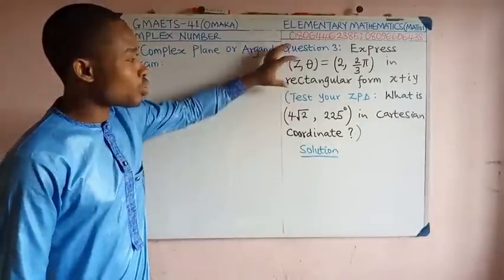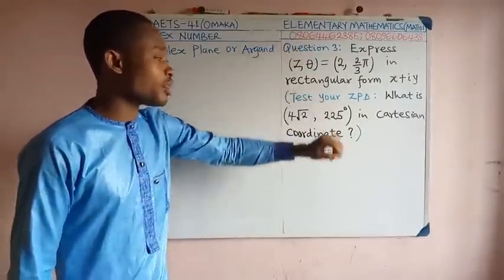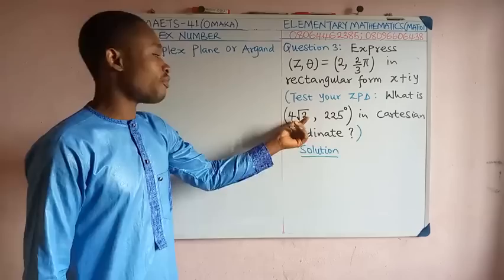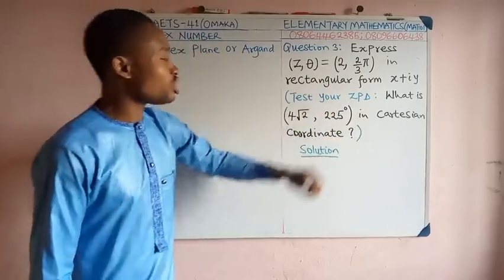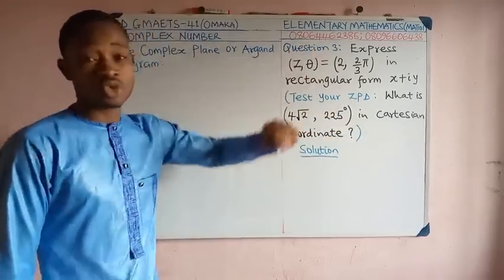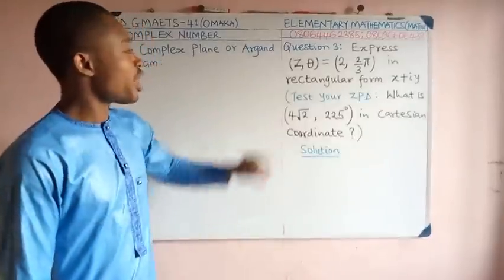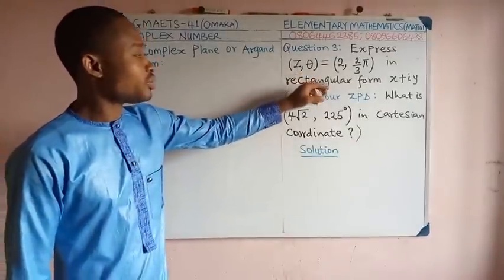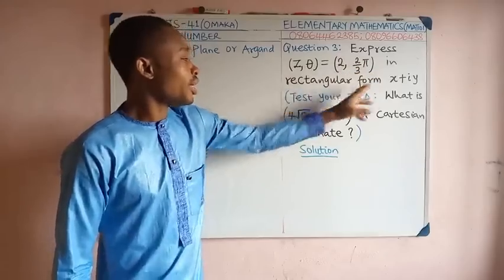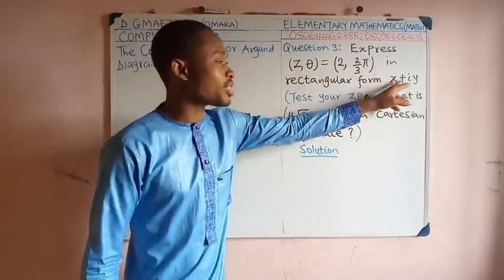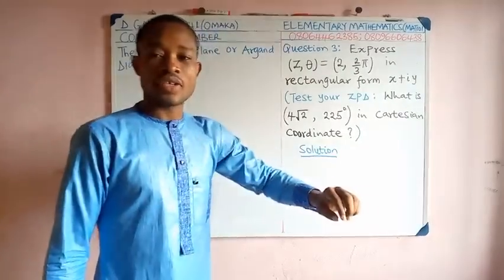I'm going to solve this third question, after which you test your ZPD by expressing 4 root 2, 225 degrees in Cartesian coordinate. But let's look at the one we have to do together. Express z, theta equal to 2, 2 over 3 pi in rectangular form, x plus iy. So you see this, right?